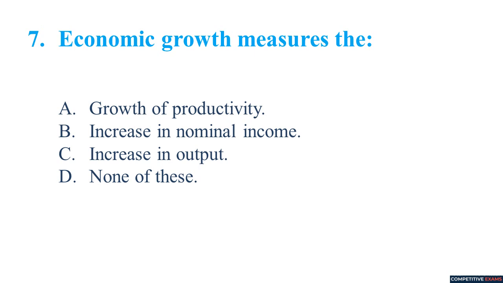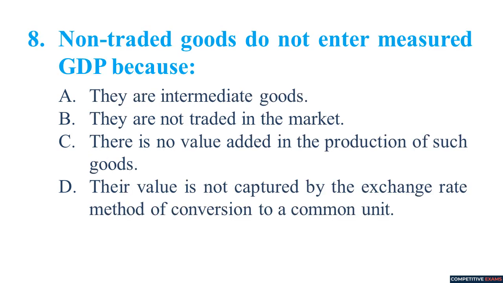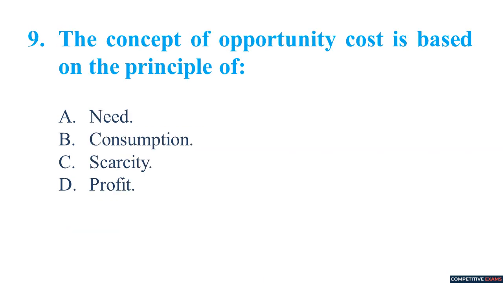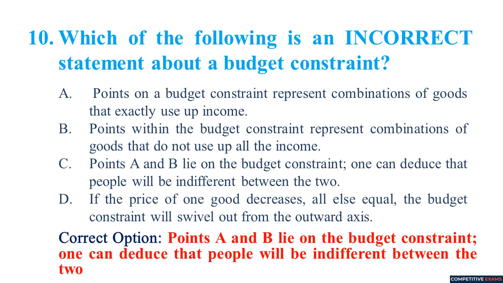Economic growth measures the increase in output. Non-traded goods do not enter the measure of GDP because they are not traded in the market. The concept of opportunity cost is based on the principle of scarcity. Which of the following is an incorrect statement about a budget constraint? Points A and B lie on the budget constraint. One can deduce that people will be indifferent between the two.